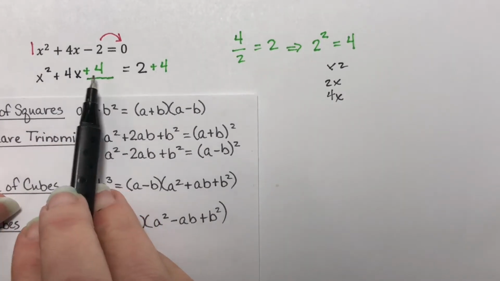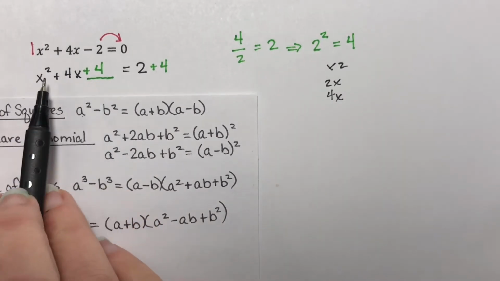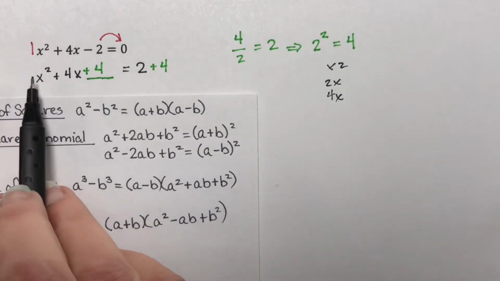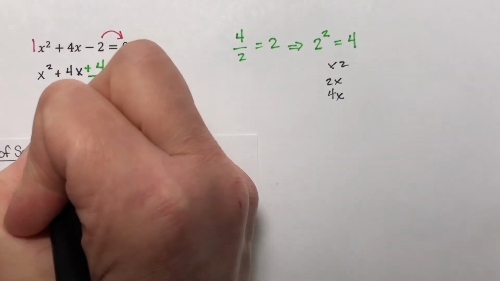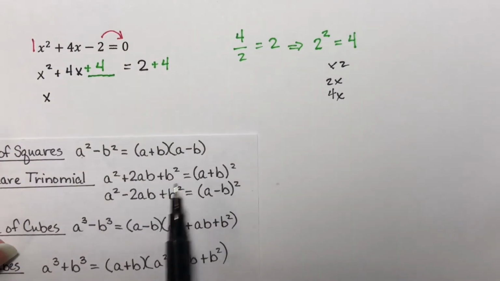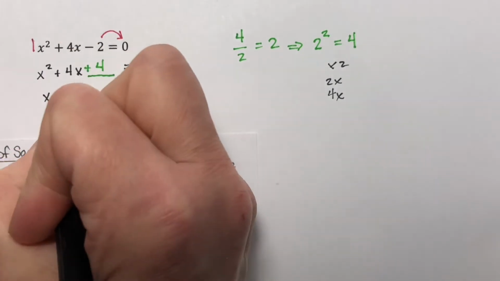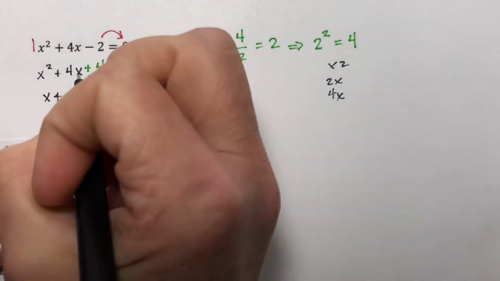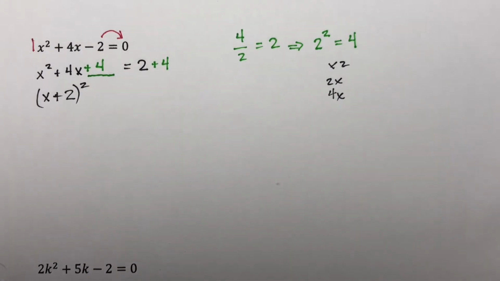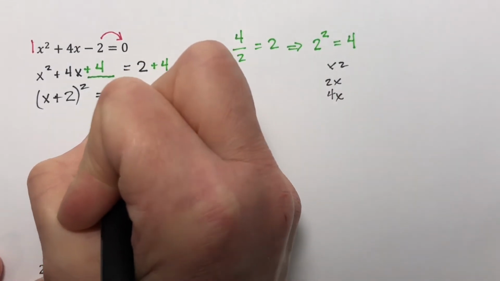And I'm not going to worry so much about checking this every time, because this is always going to happen. And these things always factor in the form of the square root of this, whatever sign this is. It's a plus here, minus here, minus here. The square root of this, squared. And this is going to equal 6.